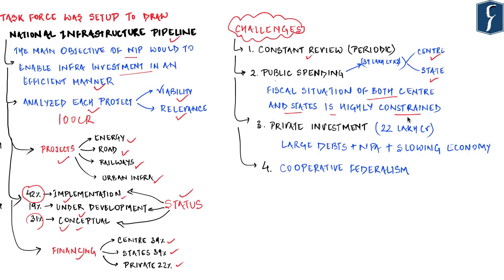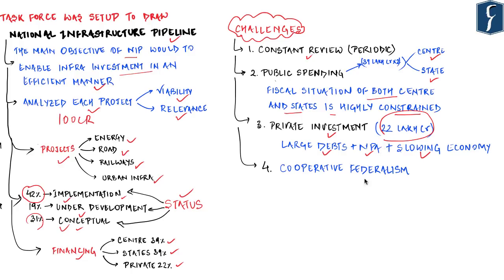Also, 22% of the component of these infrastructure investments would come from private sectors, and given the current state of the economy as well as the large debts of the private sector and the massive NPAs being created in the private sector, it is highly doubtful whether they will be able to shell out 22 lakh crores in a matter of 5 years.